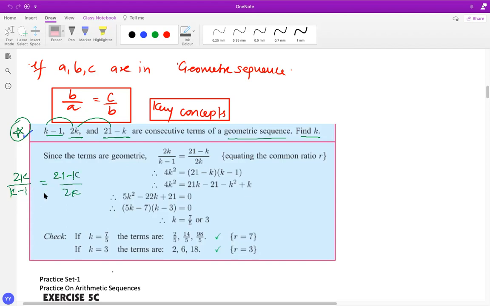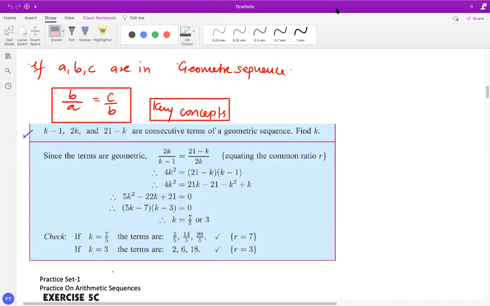The next step is to solve for k. When you cross multiply, you get this step, and when you open the brackets, you get this. Then factor the quadratic and solve. You get the values of k as 7 over 3 or k is 3. So that's how you get the entire expression. I mean, two sequences are possible. This one is with the ratio 7, and this one is with the ratio 3. So that's a simple example on the geometric sequence.